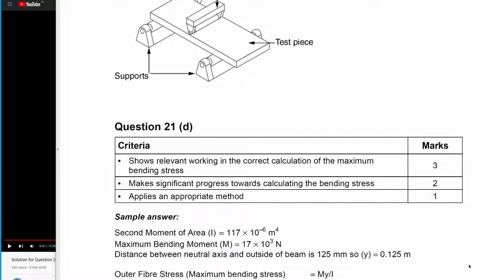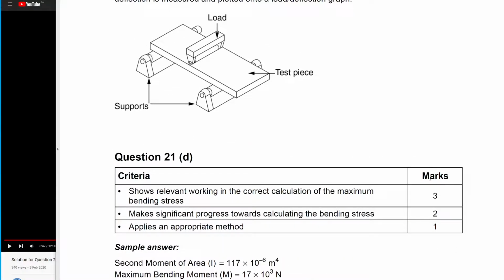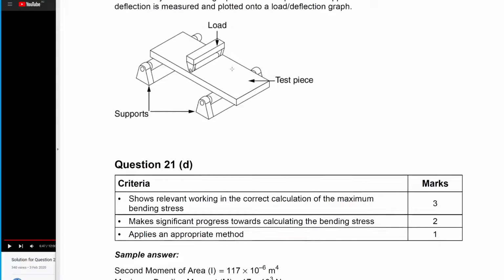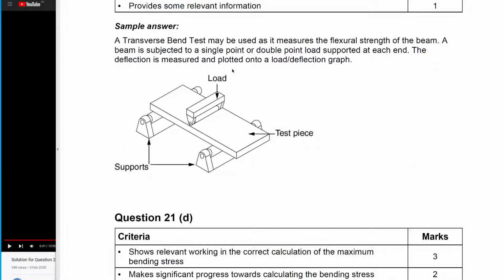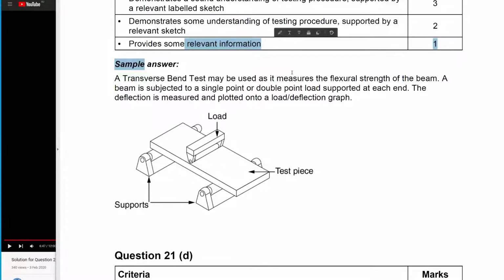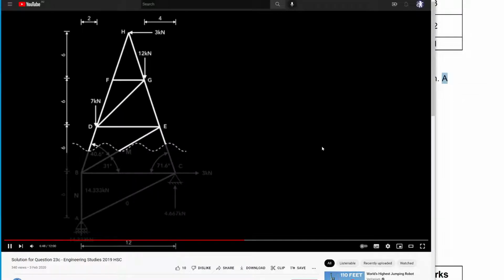So you need to have the load, test piece, and supports. They're not asking for much. For the transverse beam test, you get 1 mark for identifying it, and then a beam is subjected to a single point load. Something like that. Nothing too fancy. You can read that.